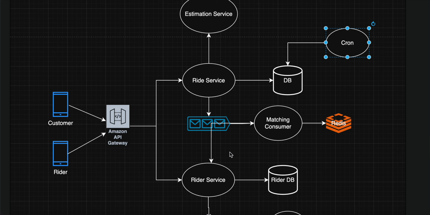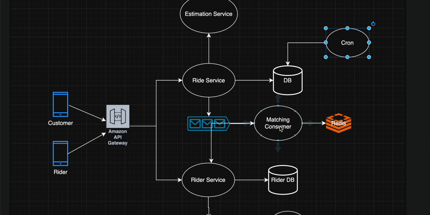Second, as soon as the estimation service gives us a response that these many rides are available, we'll show them to the customer. The customer will choose one ride. It will then send a request, hey, match my ride. So we'll send the request to the matching consumer. The matching consumer will fetch rider details from the rider service. Based on that, it will try to contact riders.